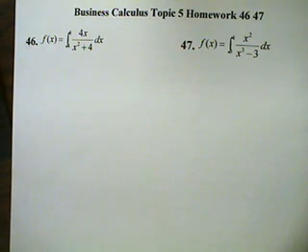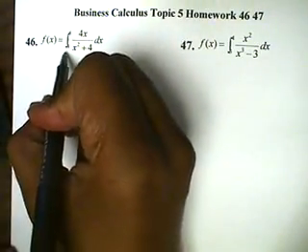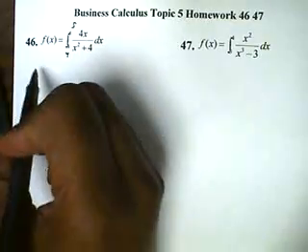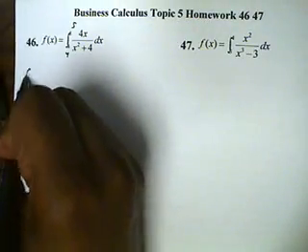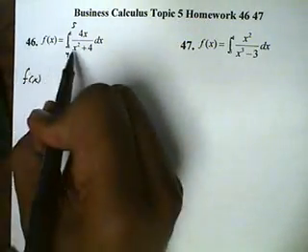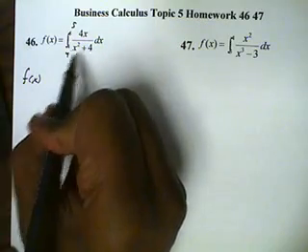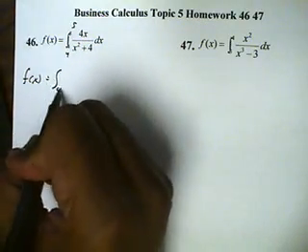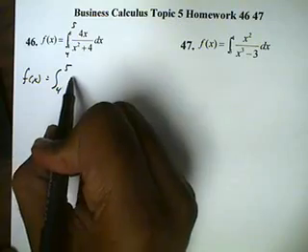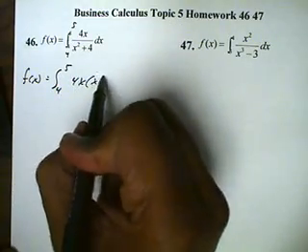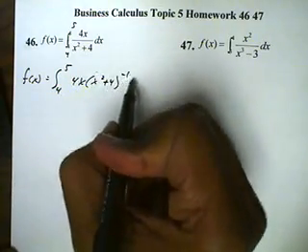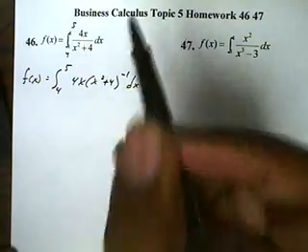Business Cal, Topic 5, Homework Problems number 46 and 47. We want to evaluate this function from 4 to 5. So what I'm going to do is take this out of the denominator, x squared plus 4, and this will become 4x times x squared plus 4 to the negative 1 power, and that's dx.